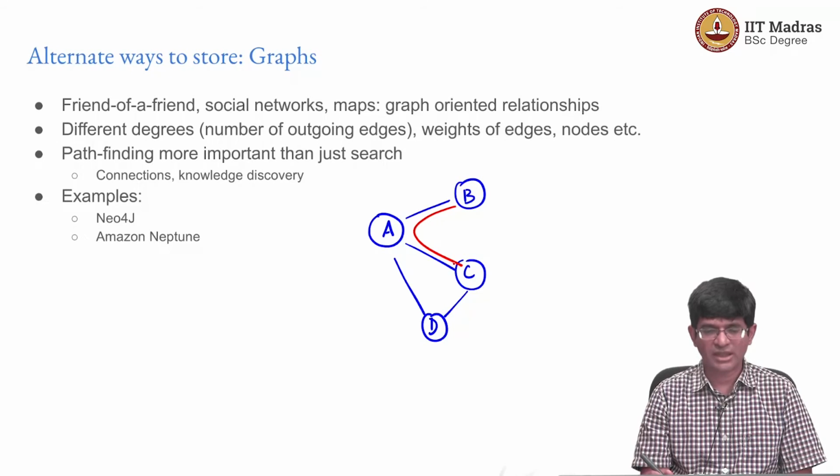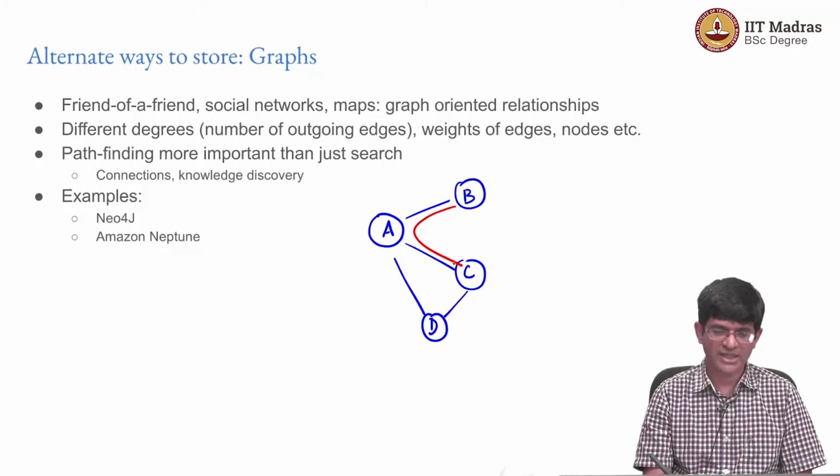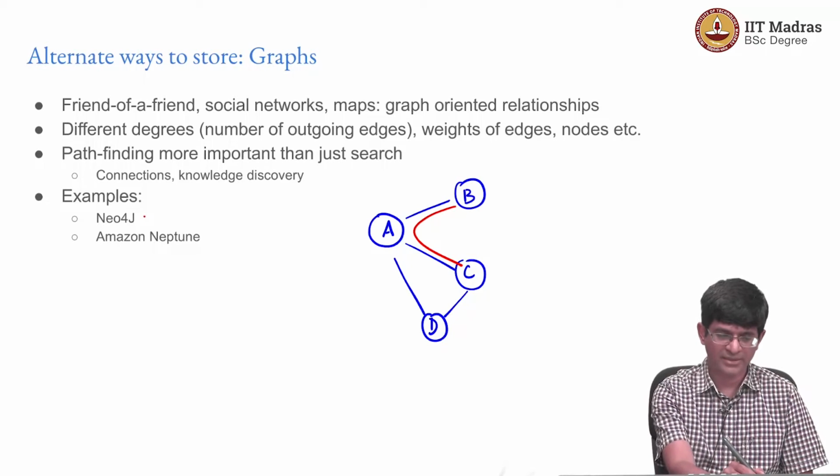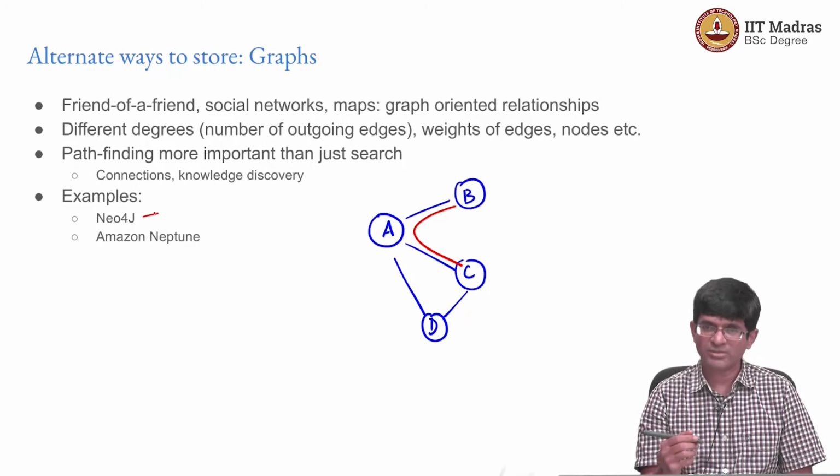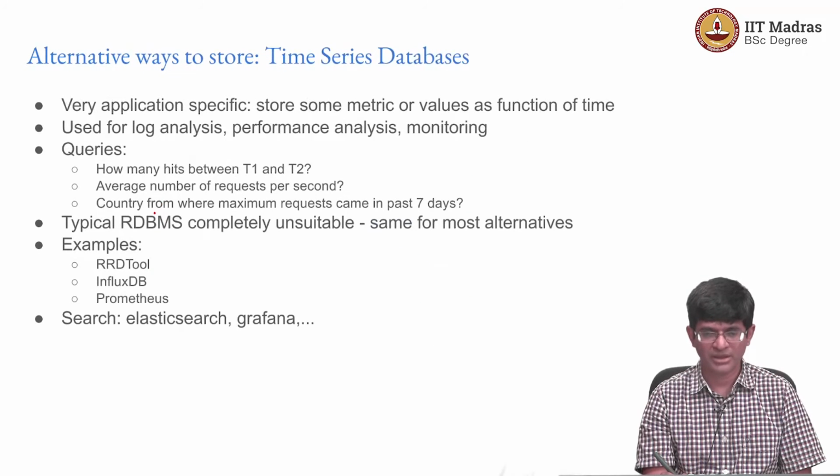So things of that sort are graph oriented queries, and there are databases that specialize in that, right? There is something called Neo4j, and there are other databases as well, which come up in different contexts that specialize in this kind of data storage and retrieval, okay.